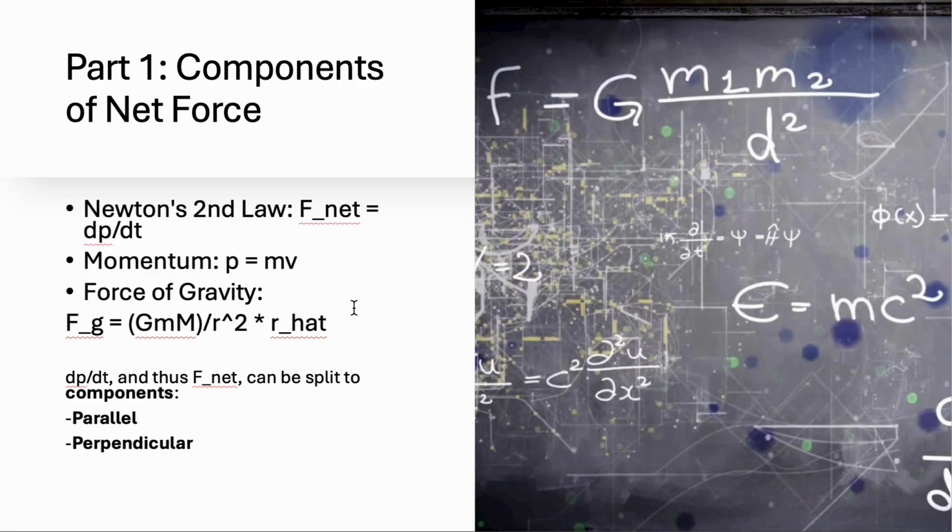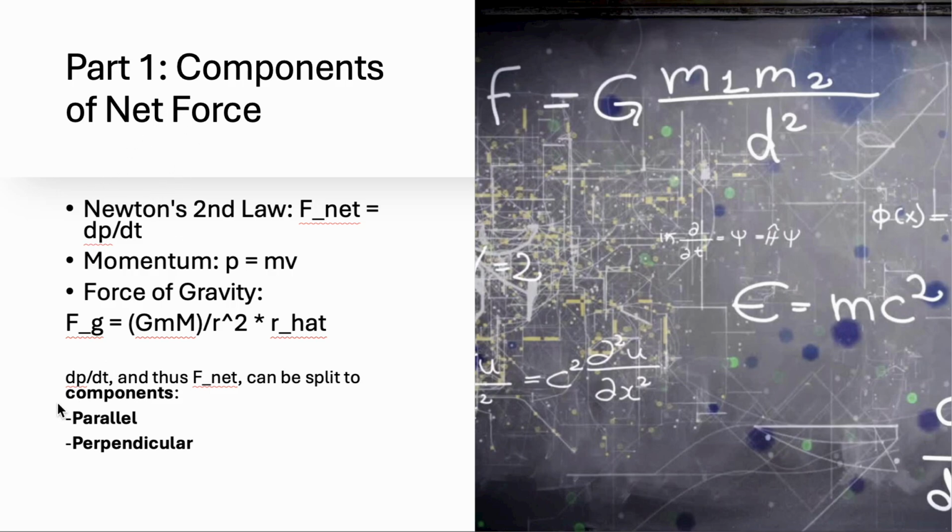So part one was basically about components of the net force, and Newton's second law. Newton's second law is just F net is equal to dp over dt. We know momentum is just mass times velocity, and the force of gravity is just the gravitational constant G times the mass of the system times the mass of whatever is exerting that force on the system, divided by r squared times r hat. And again, this is about components.